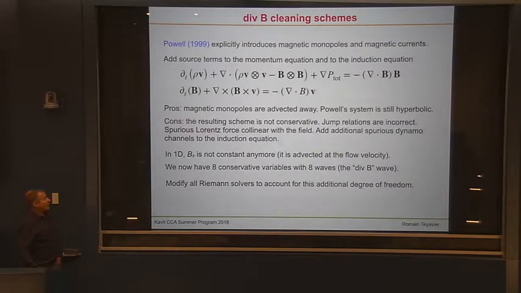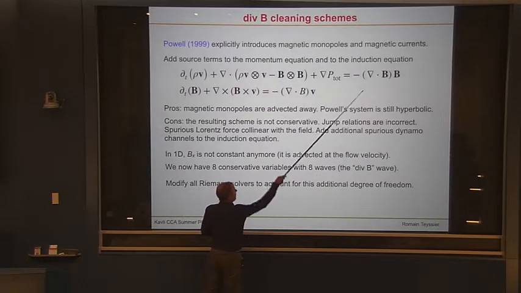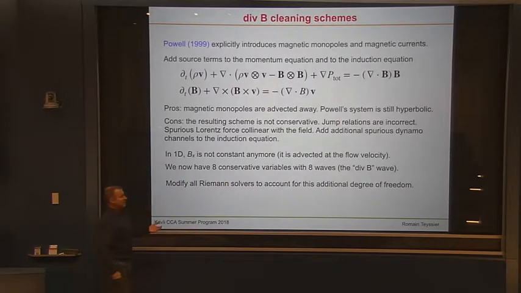Okay, so one additional thing is that you have a new wave. In MHD you have 7 waves, but if you use the Powell scheme, you have an 8th wave, which is called the divergence B wave, which comes from this term here, and it adds basically a new degree of freedom in your methodology. Okay, so that's the Powell scheme.